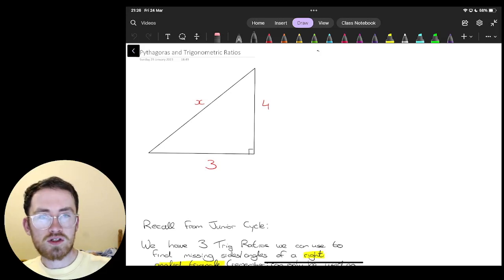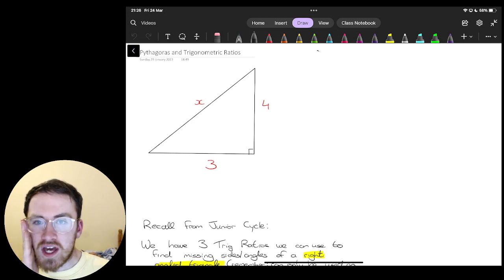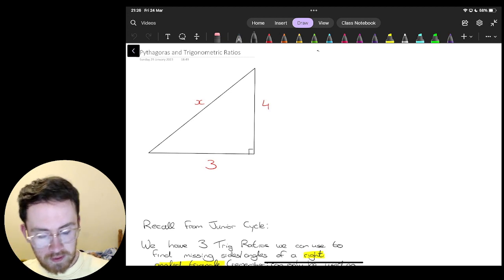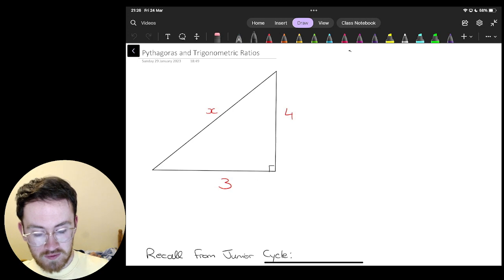Okay, another quick one, just going over Pythagoras and trig ratios. Again, things that we should kind of know from junior cert. So looking at Pythagoras, as we should remember, this is your right angle triangle. You can only use Pythagoras with a right angle triangle.